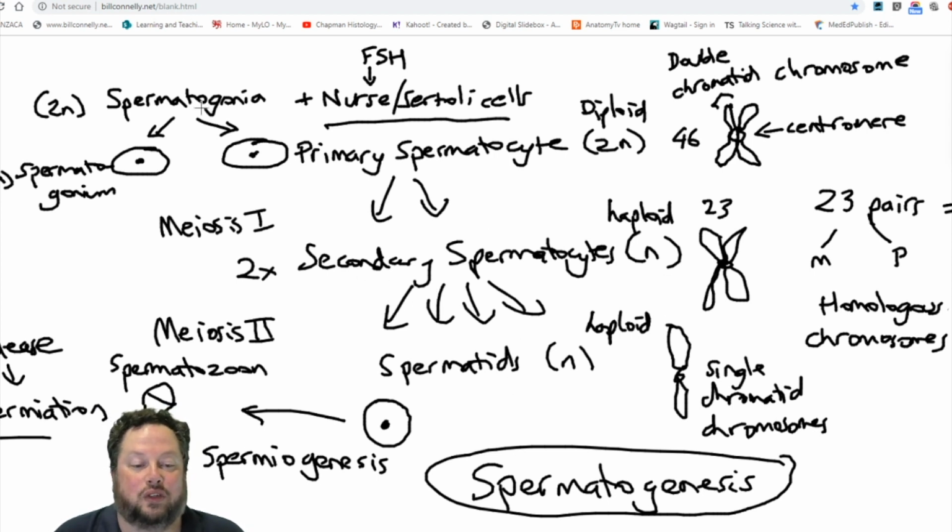So this is spermatogenesis. We're talking about the mitosis of the spermatogonia, the differentiation of one of those spermatogonium to eventually become a primary spermatocyte, which is diploid. It's that cell which undergoes meiosis 1 to produce 2 cells, 2 secondary spermatocytes. They're haploid, but of these duplex chromatid type of chromosomes. They immediately enter into meiosis 2, producing 4 spermatids.